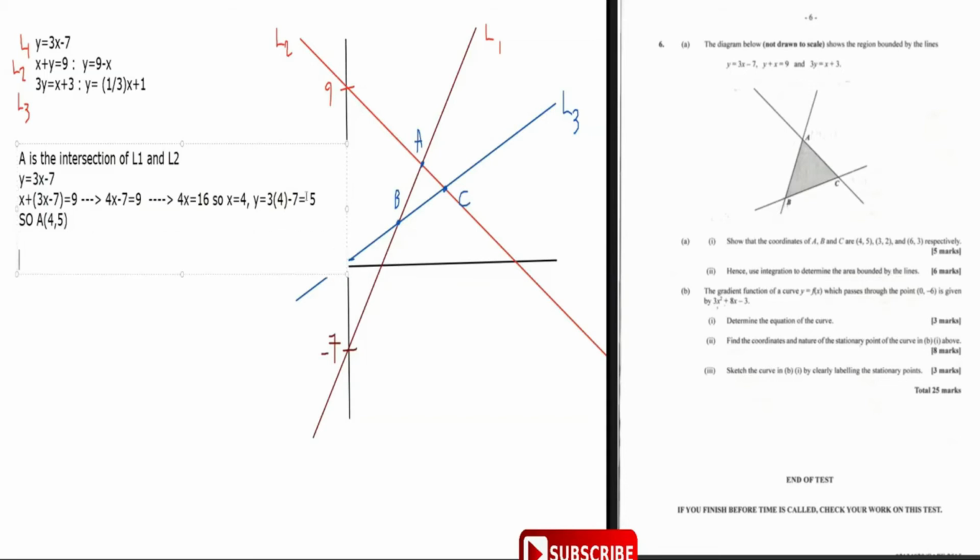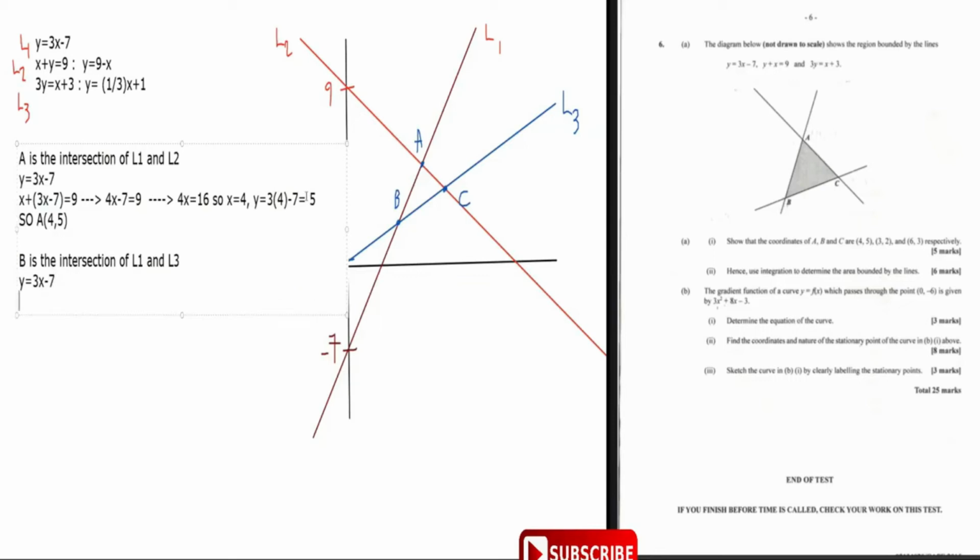Now that we have the point A, the next thing we need is to find the point B. B is the intersection of L1 and L3. So now what is L1? L1 is the equation y is equal to 3x minus 7. That is L1. All right.